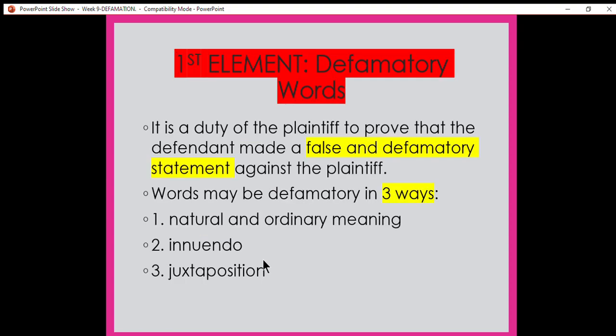Okay, we move on to the first element of defamation. Under the first element, it is the duty of the plaintiff to prove that the defendant made a false and defamatory statement against him. So, he must prove there was a false and defamatory statement, a defamation against him. And words may be defamatory in three ways. First, based on natural and ordinary meaning; second, based on innuendo; and third, based on juxtaposition.